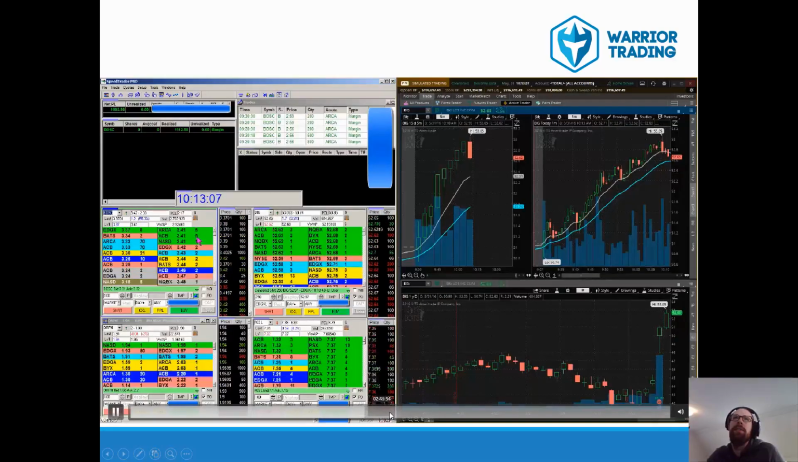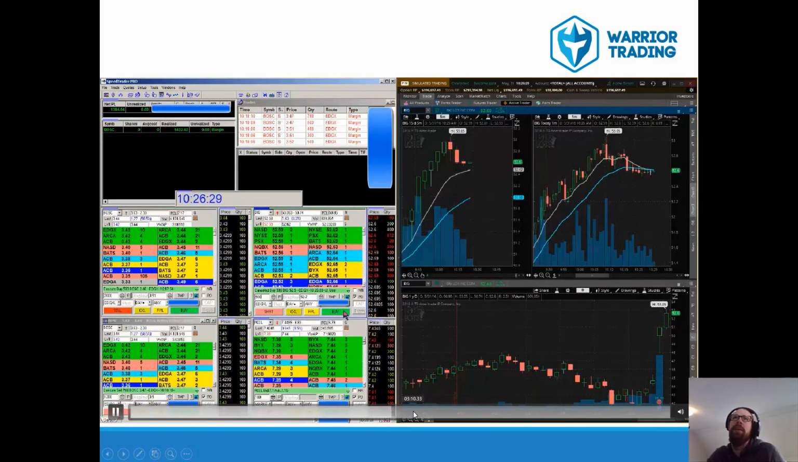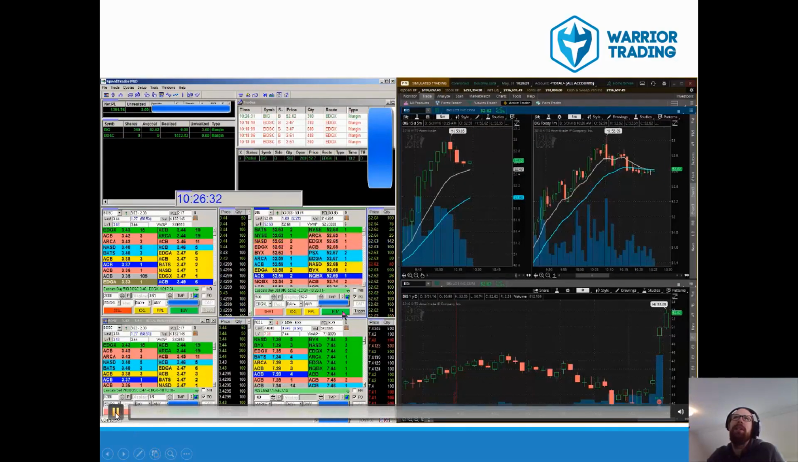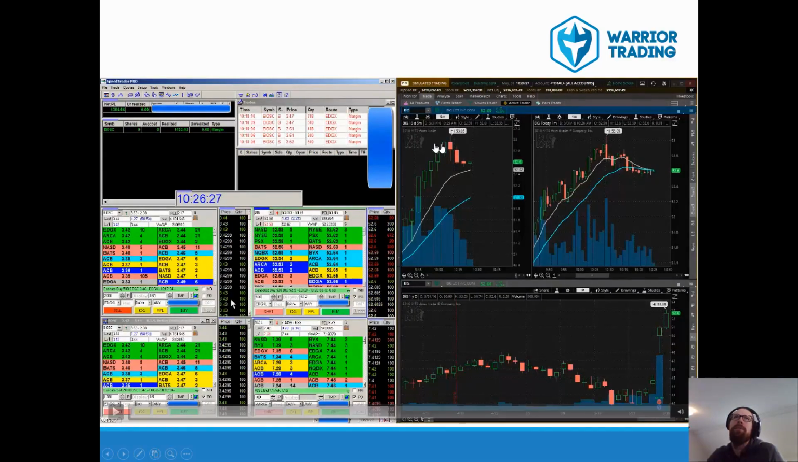Down to 62, or 40 cents down. But now, what is this pattern starting to look like? What would you say this looks like at this point? You've got 2, 4, 6, 7 green candles, and then 1, 2, 3 red candles. This is starting to look bullish, right?